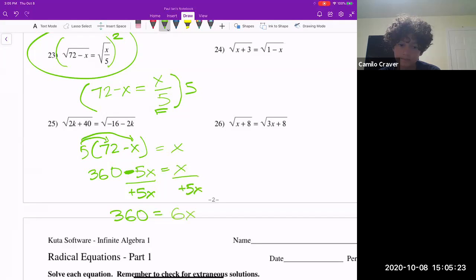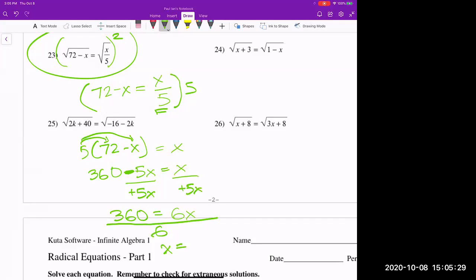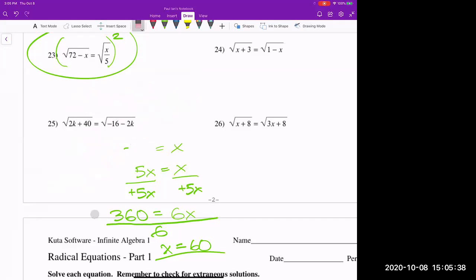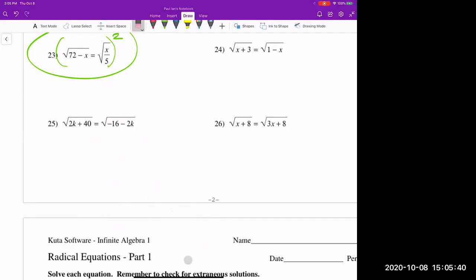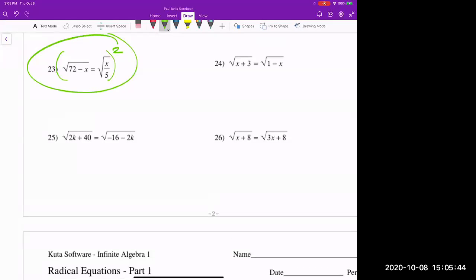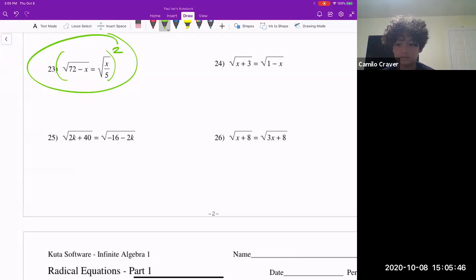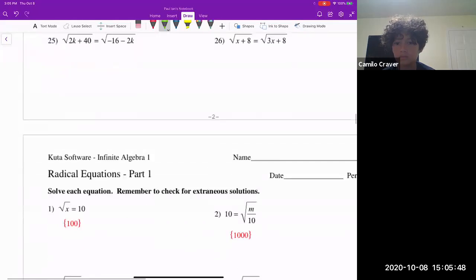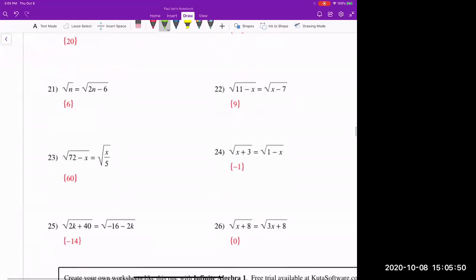Yeah. And then what's next? Divided by 6. Okay, so that's 60. Okay, so that's good. Yeah, let's do another one like that. That one, if you have the radical, like I said, you just do the opposite, which is square root. The opposite is just squaring it. Let's see if there's another radical, like an exponent.